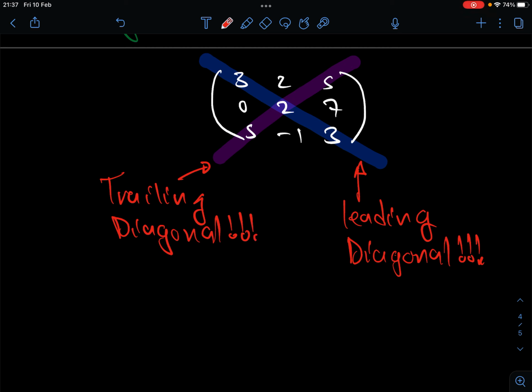So leading and trailing are terms that mostly were coined from how exactly we evaluate something called the determinant, which we are going to meet later. But for now, you just have to familiarize yourself with this terminology: when we say leading diagonal, what exactly are we referring to, or when we say trailing diagonal. So the blue diagonal is called the leading diagonal, and then the other diagonal, we call that the trailing diagonal. So you should familiarize yourself with that.